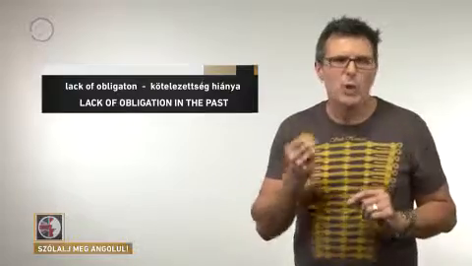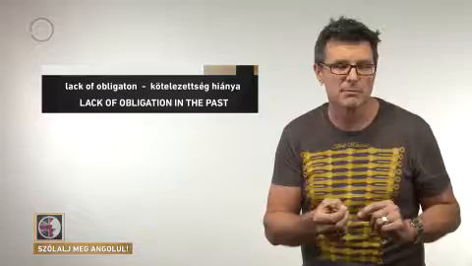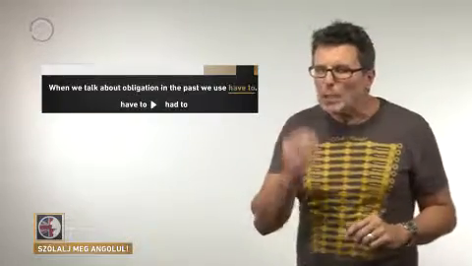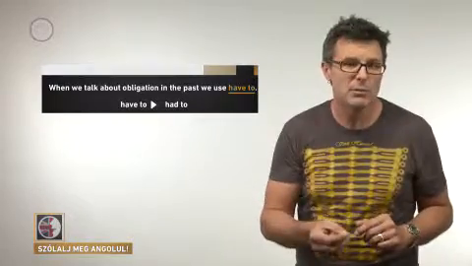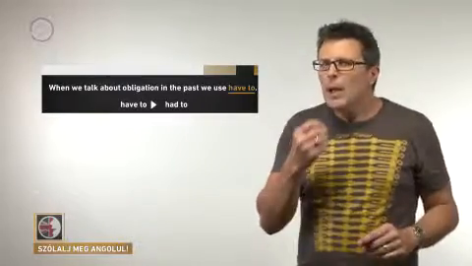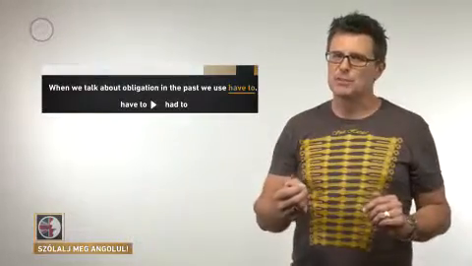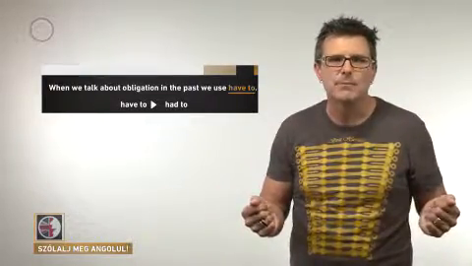Now, let's think about something new. What do we do when we want to talk about the lack of obligation in the past? So, we know that when we talk about obligation in the past, we use have to, and we have to conjugate it. We change it to had to. Okay. But what about the negative version? What about when we're talking about the lack of obligation?